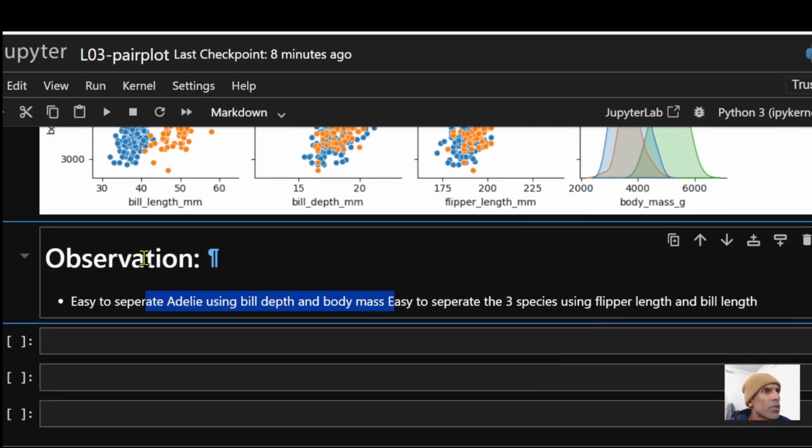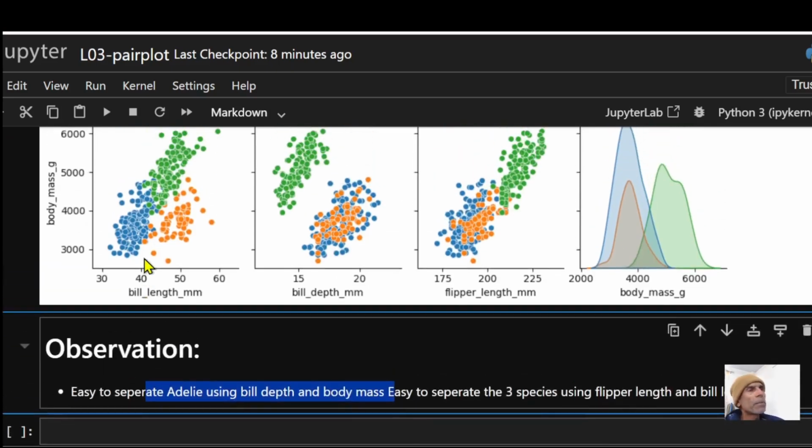Okay, so this way you can actually separate certain data points and certain species.